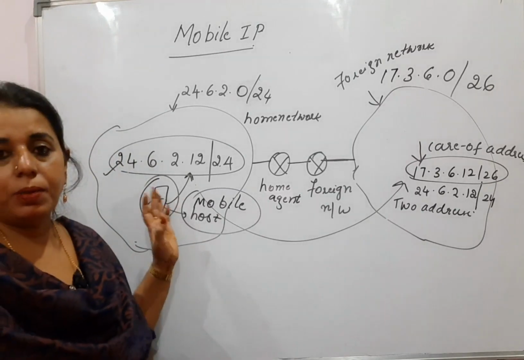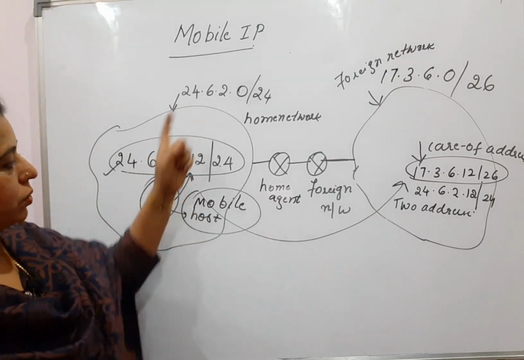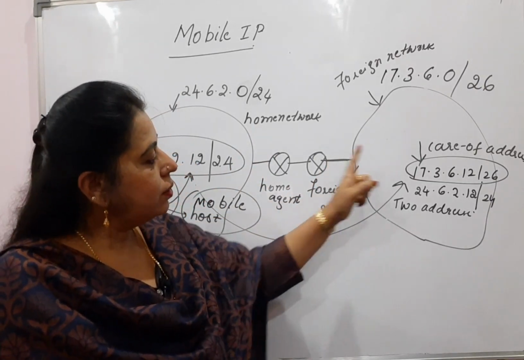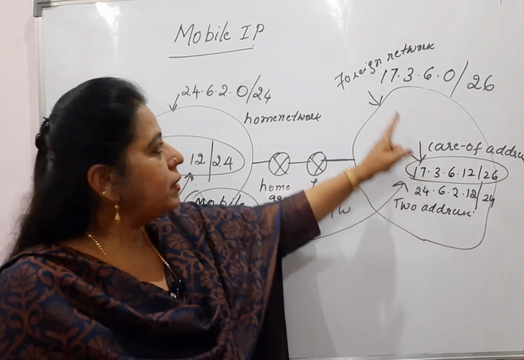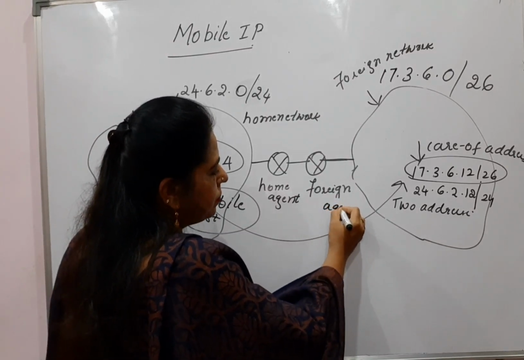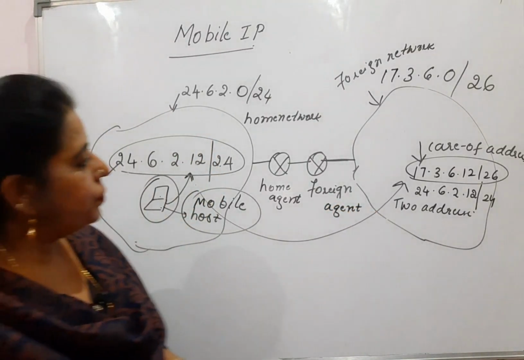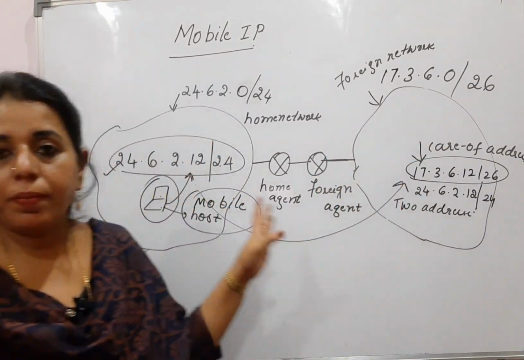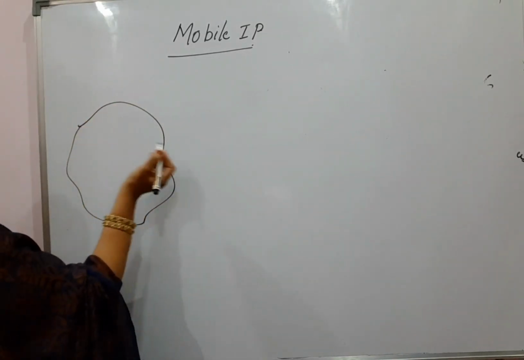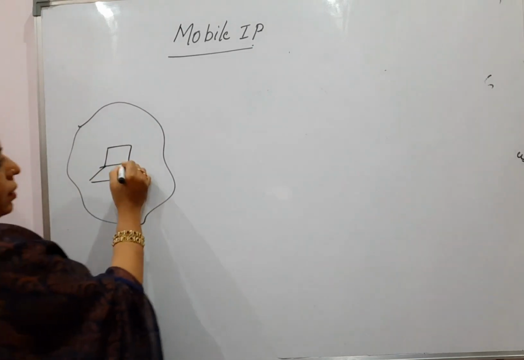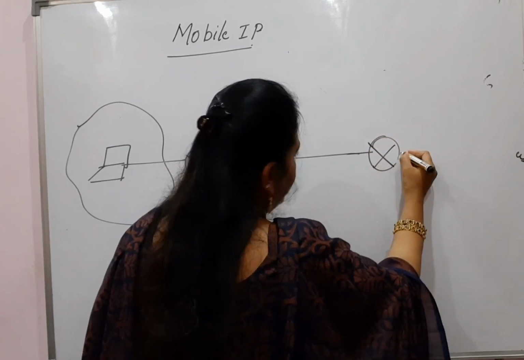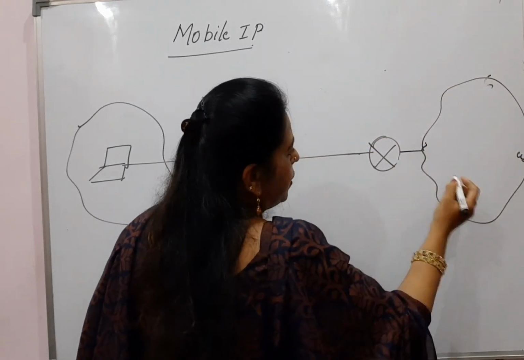So to understand the concept of mobile IP, remember all these terms: mobile host, home network, home agent, foreign network, then the foreign agent, then we have the care-of address. So remember these different terms in mobile IP. Let me take one network, the mobile host is here, this is the default router, then I will write the other foreign network here, fine.